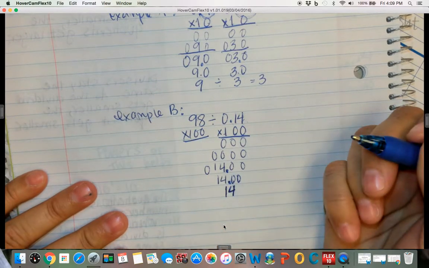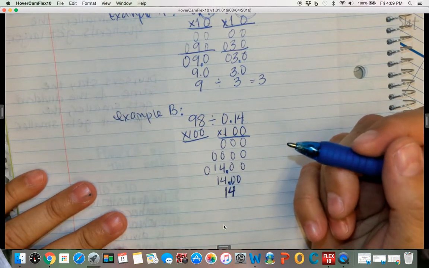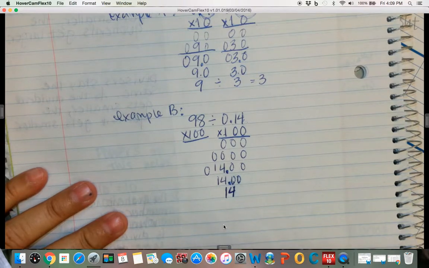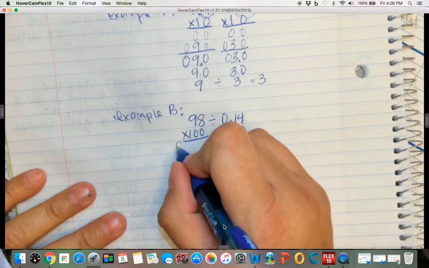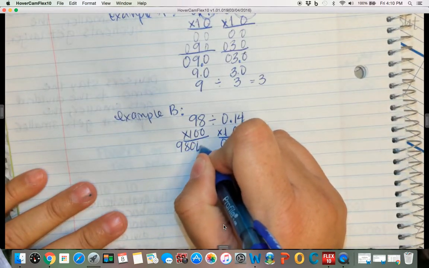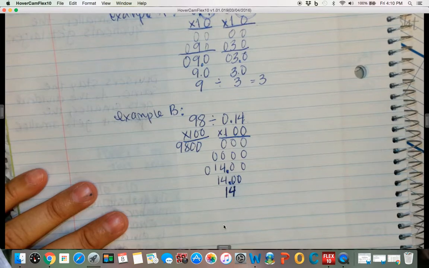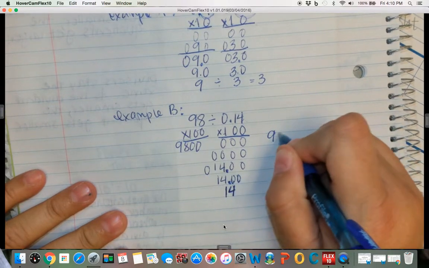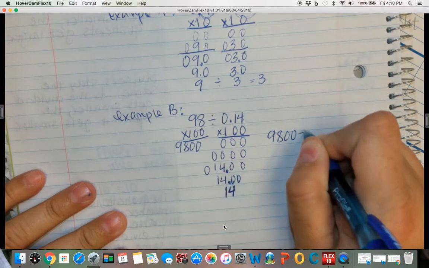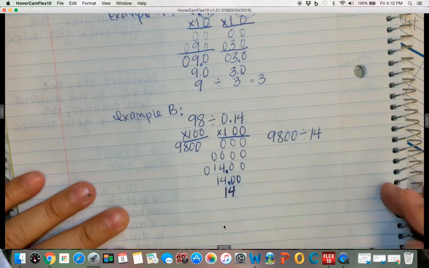And if you remember the rules of multiplying by powers of 10, which you should have learned in 5th grade, and 5th graders, we did it already this year, 98 times 100 just means 9800, or 9,800. So my new problem is 9,800 divided by 14.